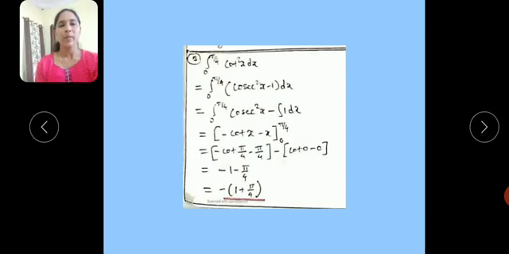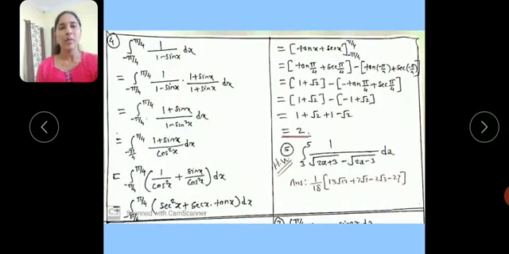Integration of cosec square is minus cot x and integration of 1 is x, and taking limit we get, first taking upper limit pi by 4 then taking lower limit 0, minus cot pi by 4 minus pi by 4 minus cot 0 minus 0. This is equals to minus 1 minus pi by 4. Taking common minus sign we get minus 1 plus pi by 4.